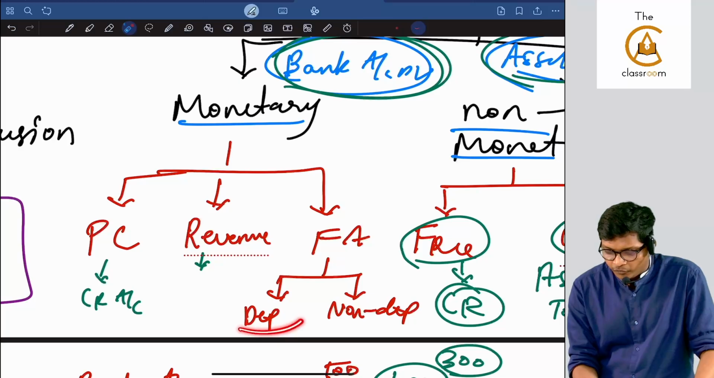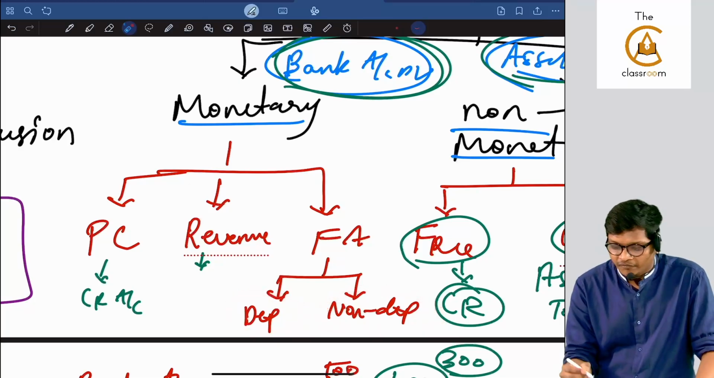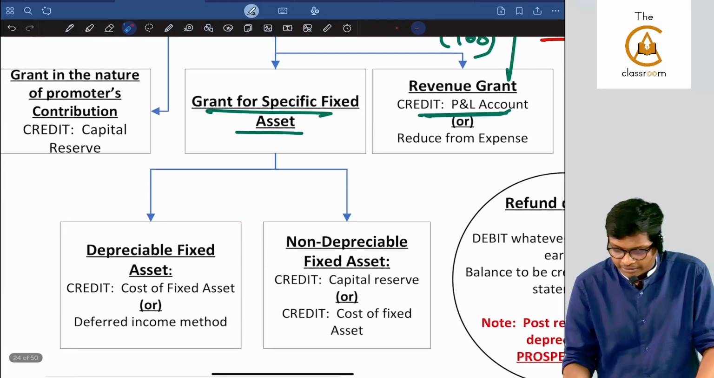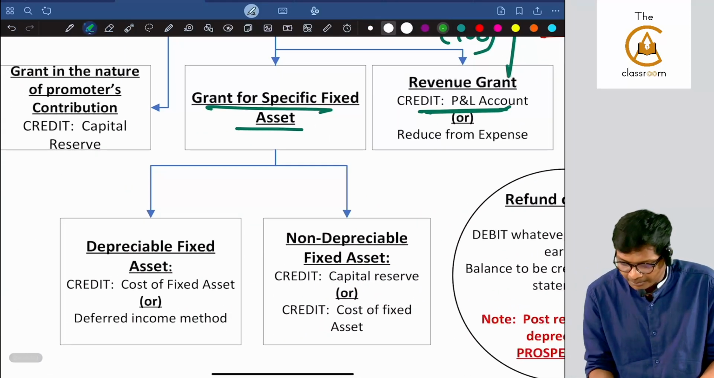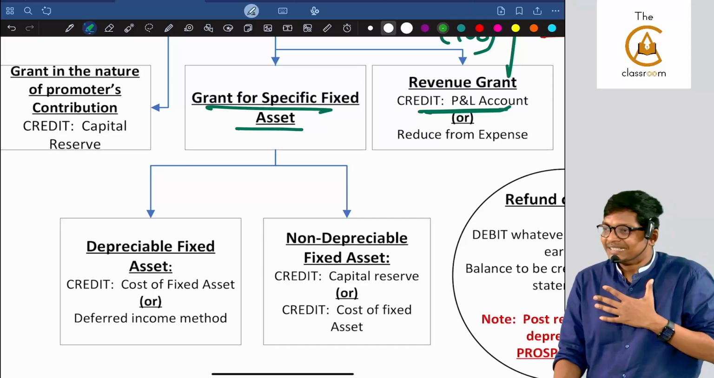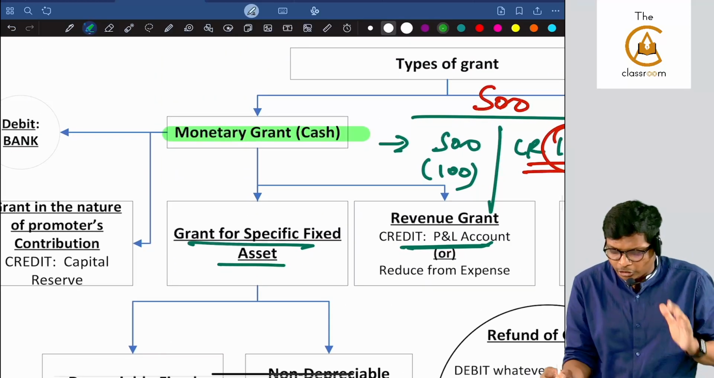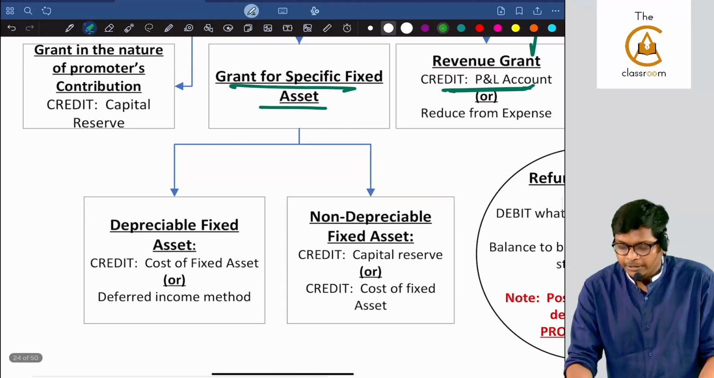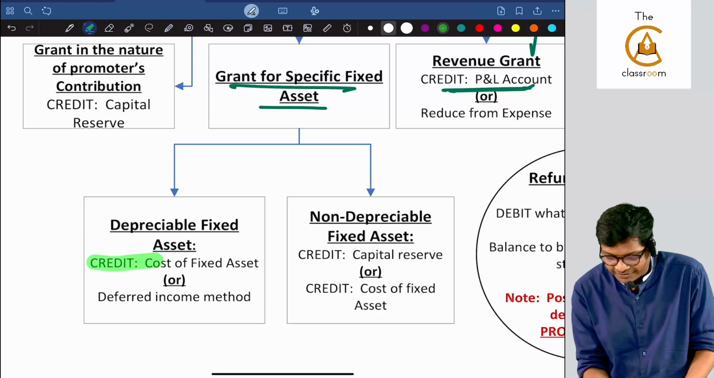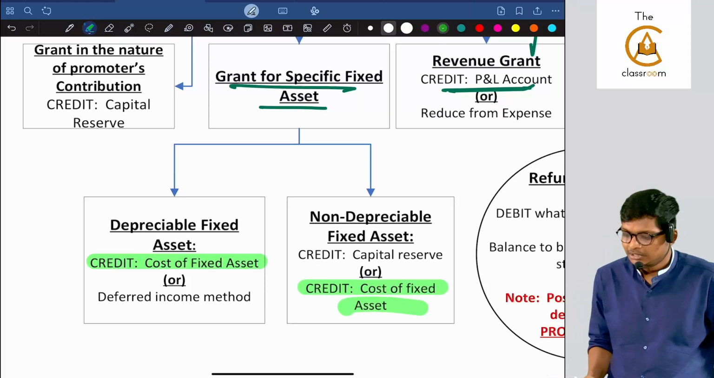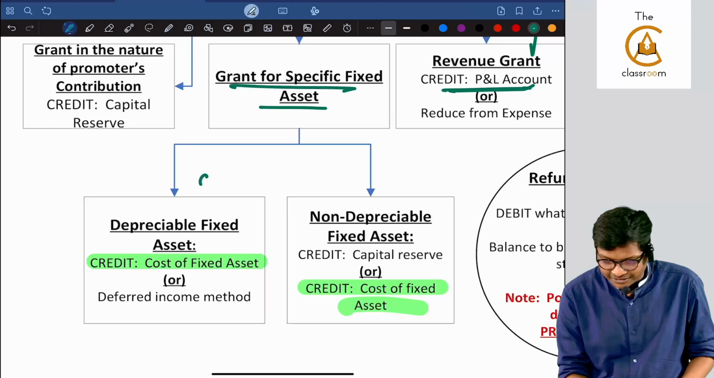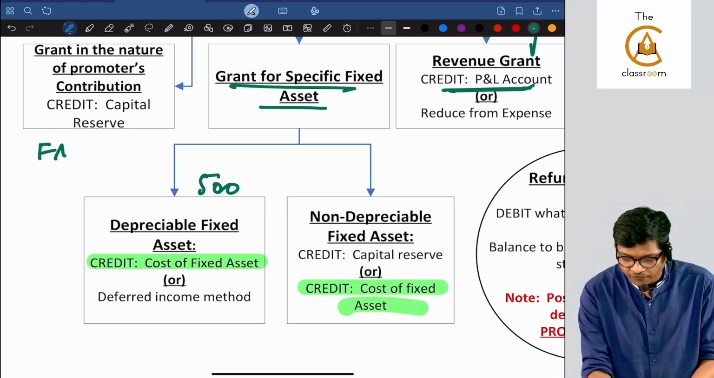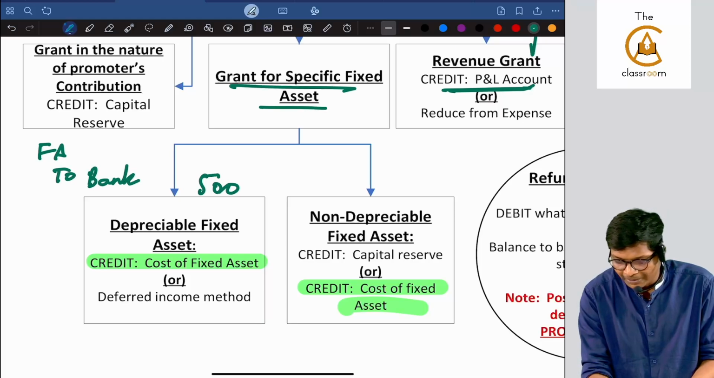Very simple. For depreciable or non-depreciable asset, the first type of adjustment is going to be in both. One common adjustment is there, which is nothing but debit is what? Debit bank. See, in monetary, don't even think, guys. Debit is always bank. What to credit? The first option is I will credit the cost of fixed asset. That means, sir, I already purchased the asset for 500. So when I purchased, I passed the entry fixed asset to bank 500.